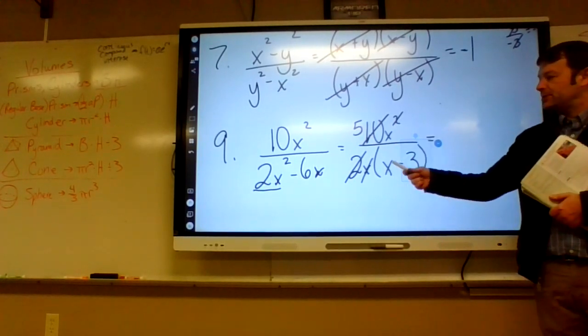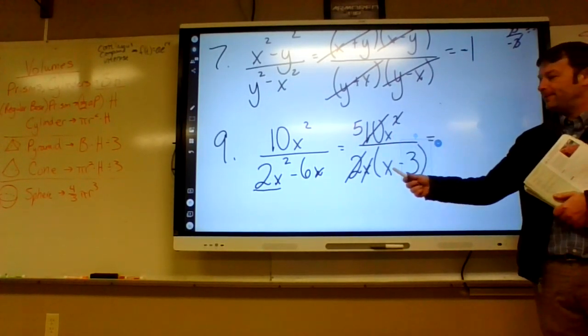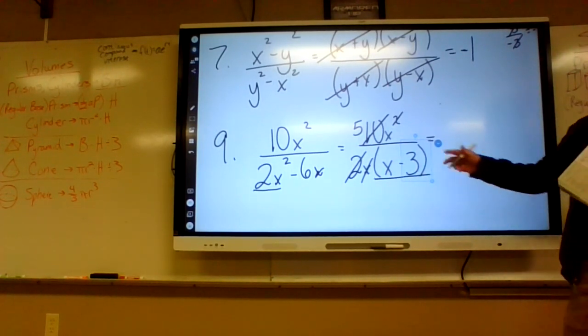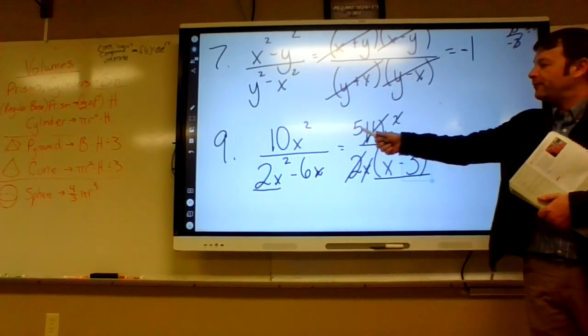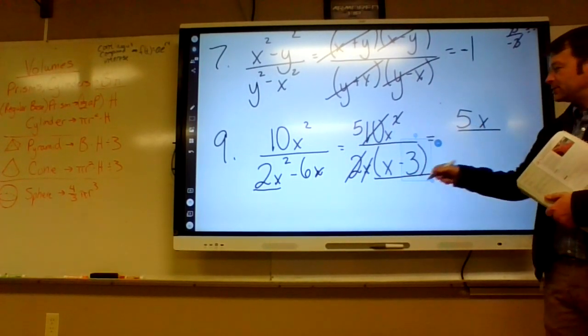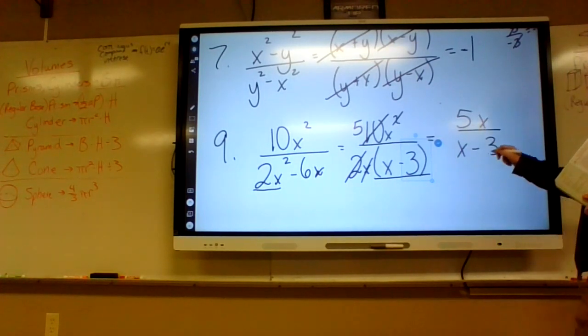How about these two x's? Do these two x's cancel out? No. Think of x minus 3 as one thing, so it will not cancel out with the x. So the top I have 5 times x, 5x, and the bottom is x minus 3.